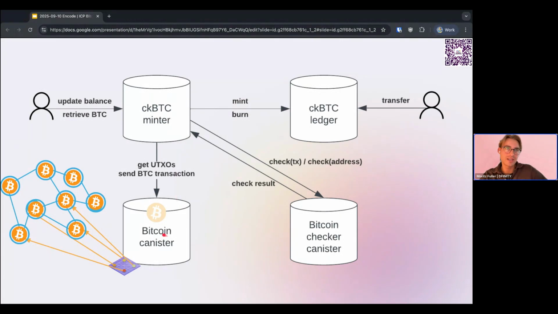Then we have the Bitcoin canister. That is the canister that exposes the Bitcoin API, right? The ckBTC minter uses this canister to get UTXOs and send Bitcoin transactions. And then we also have the Bitcoin checker that makes sure that the ckBTC minter only has clean UTXOs and only interacts with clean addresses, so there are no OFAC complaints or something like that. And of course, when you send a transaction here, what's required implicitly is that you sign it in the first place by calling the sign with ECDSA or sign with Schnorr endpoints on the management canister.